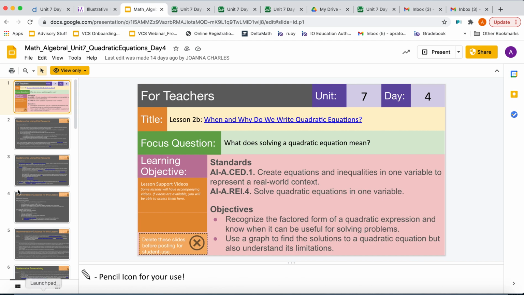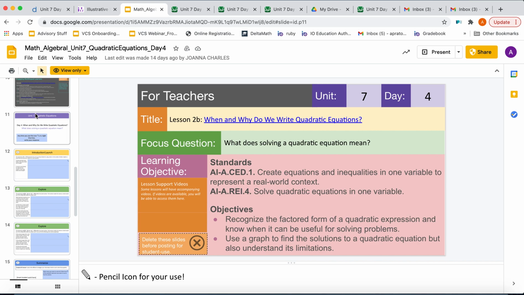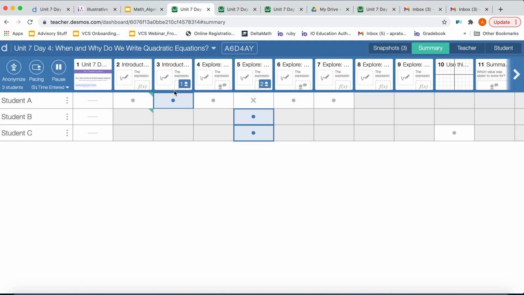So I'm going to just pop up the Desmos lesson. This is a Desmos lesson that was discussed in the previous video. It's just that lesson from the Google Slides screenshotted into the Desmos platform. And we're going to focus on question 5 for the summary.